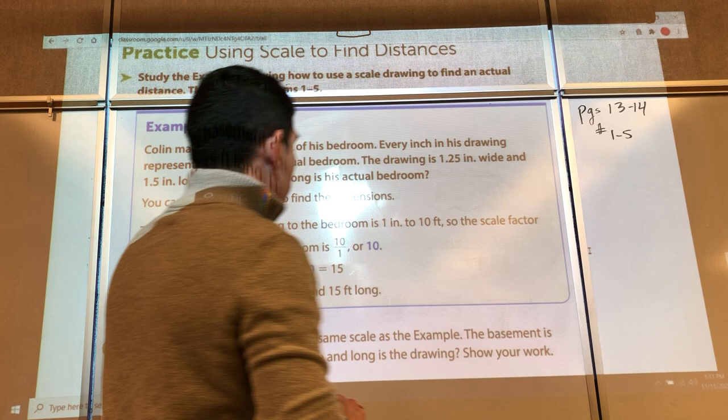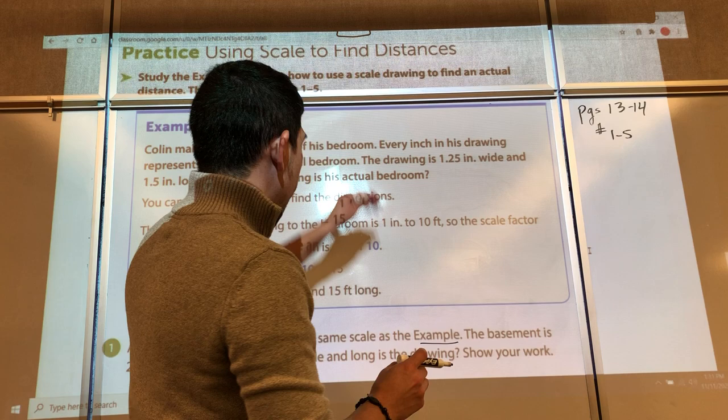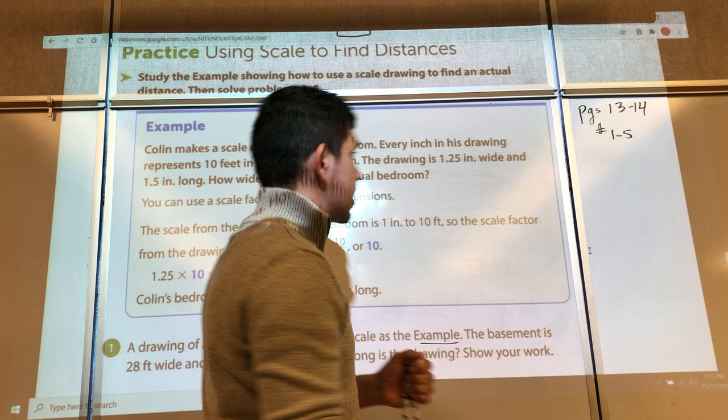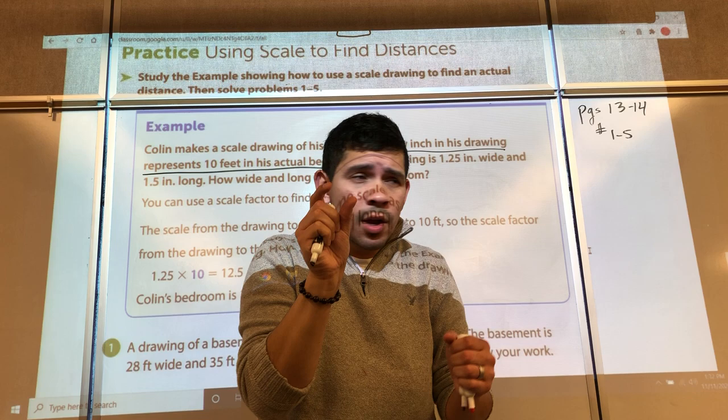So let's go ahead and talk about number one. Number one says, a drawing of a basement uses the same scale as the example. So we have to read the example to find out what the scale is. The biggest sentence to know here is, every inch in his drawing represents 10 feet in his actual bedroom. What that means is every inch that he draws really means 10 feet in real life in his bedroom, okay?